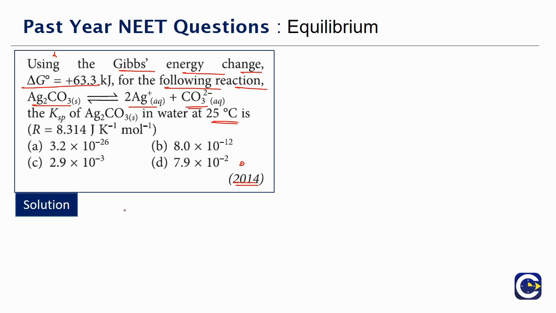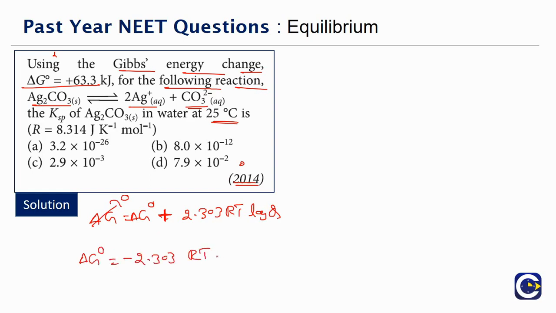Now this problem is solved by using the relation between the del G value and the reaction quotient. Already we have mentioned this. Del G is equal to del G naught plus 2.303 RT log Q. If we reach the equilibrium stage, del G will be 0, which means del G naught will be minus 2.303 RT log K. Here the equilibrium is in terms of solubility, so K will be represented by KSP. So we are going to use this relation.